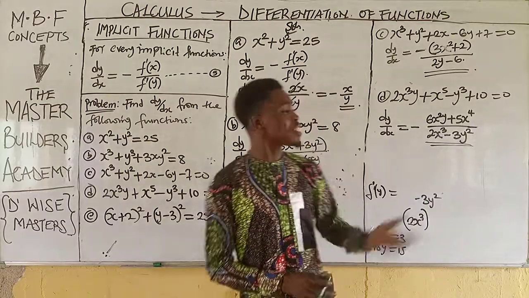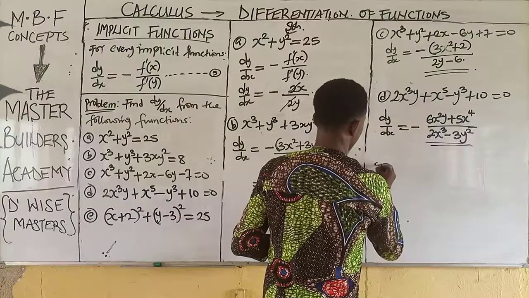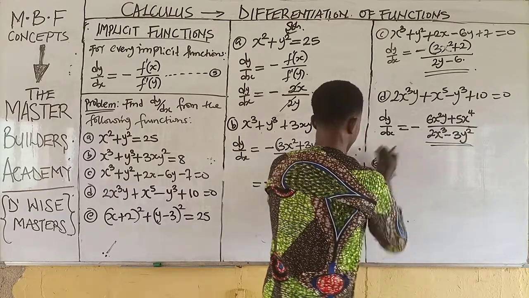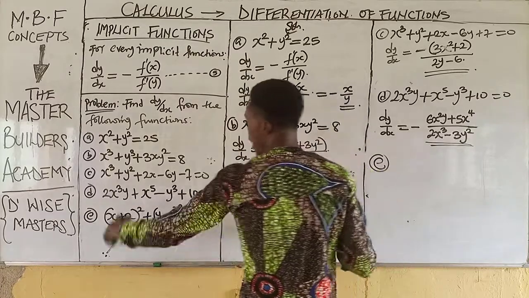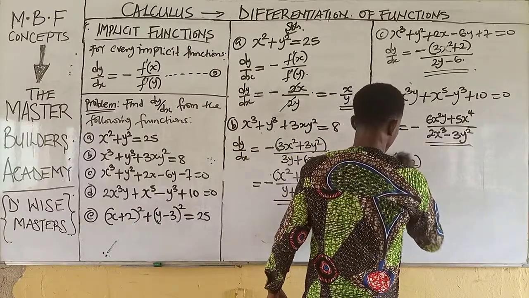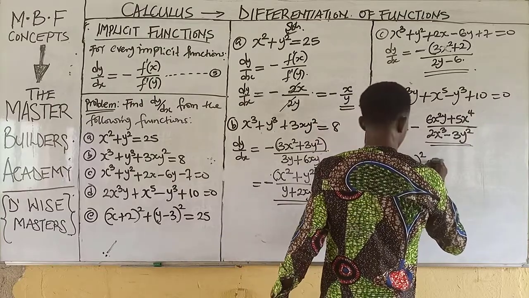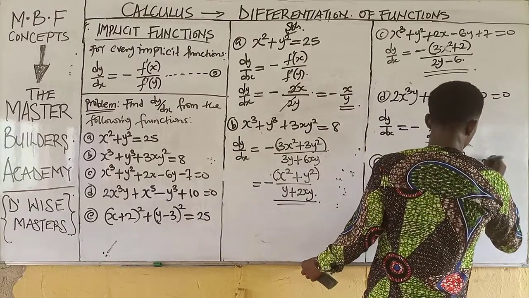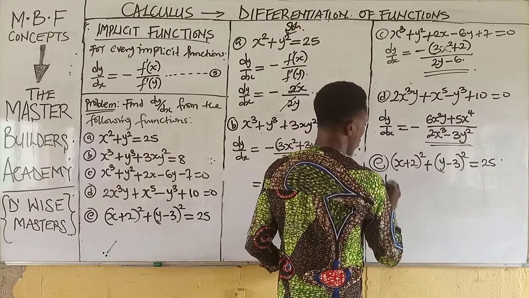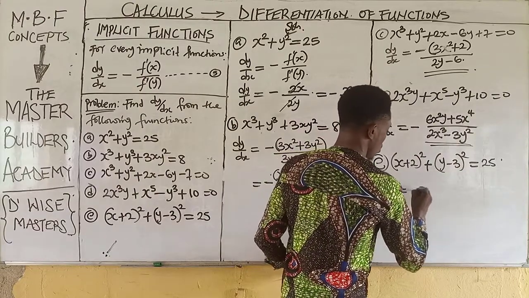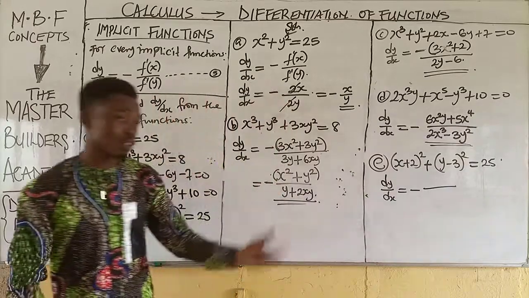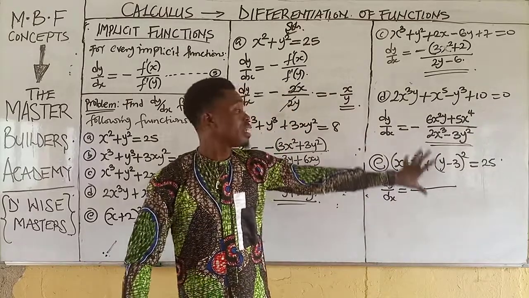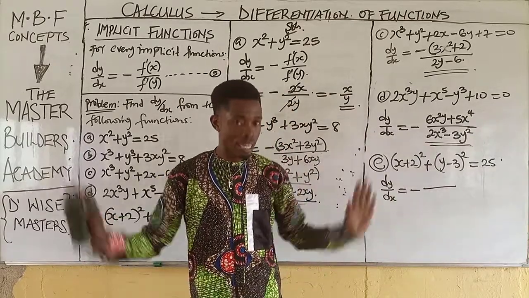Very, very important. Now let's look at the very last question, and it's question number 5e. We have that x plus 2 all squared plus y minus 3 all squared is equal to 25. So dy over dx is equal to negative, create a fraction. Numerator would be differentiating this function with respect to x, and denominator is differentiating this function with respect to y. As simple as this.